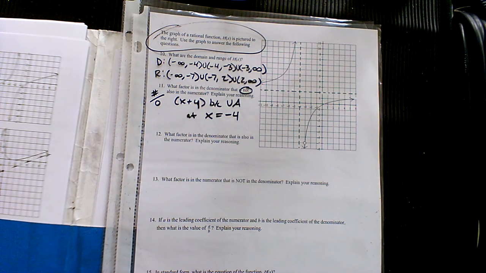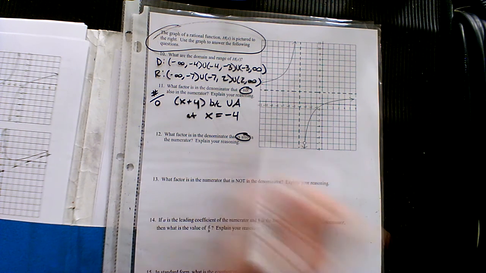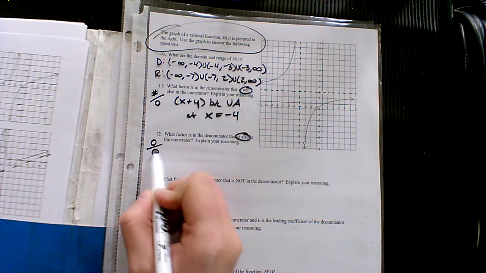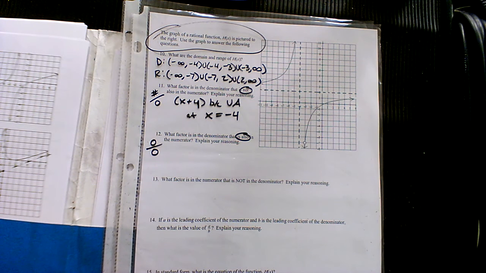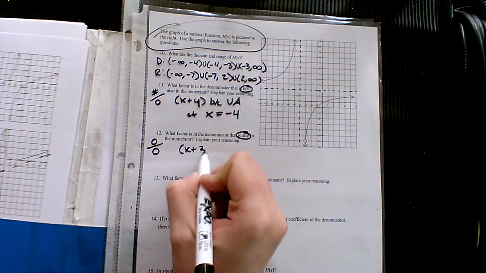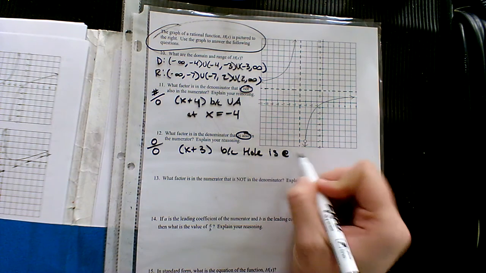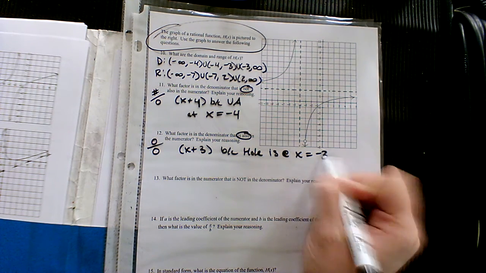All right, speaking of factors, 12 is asking us for a factor that's in the denominator and also the numerator, so in both spots. Meaning if we were to plug something into the equation, even though we don't have one, we'd get 0 over 0. Can we think of the factor? Go, Keith. X plus 3. Because the hole is at x equals -3.